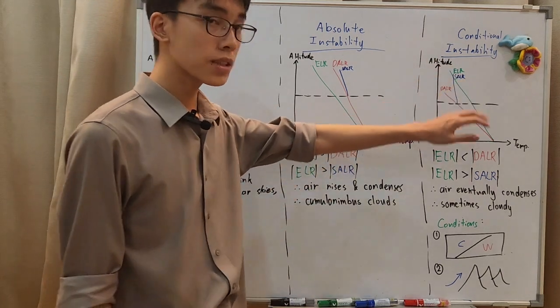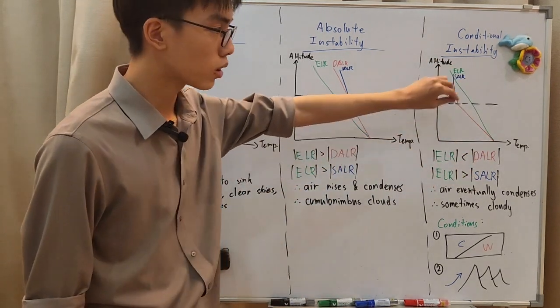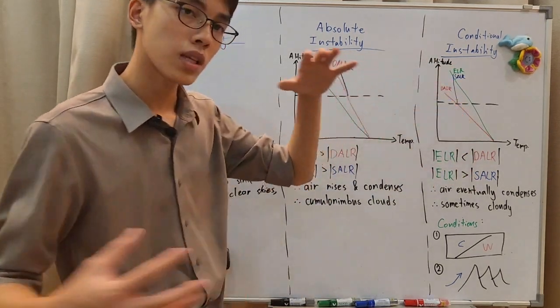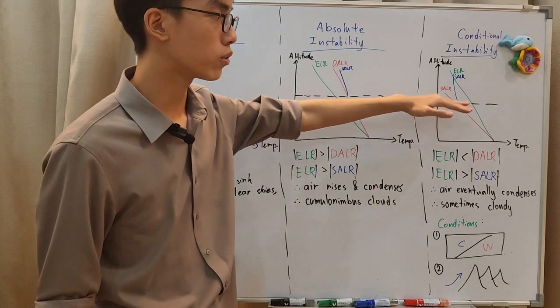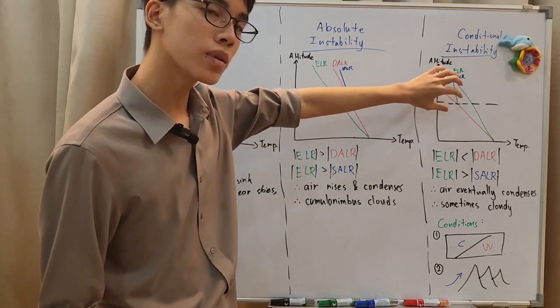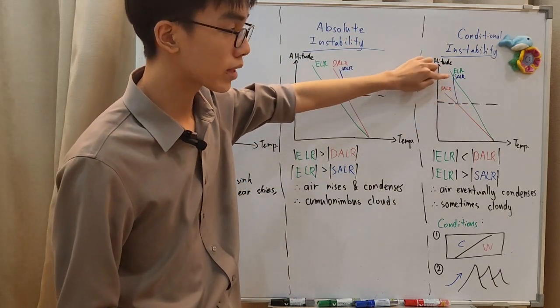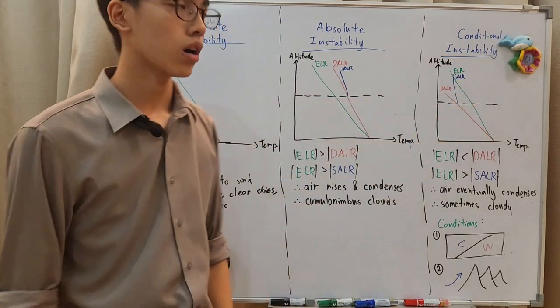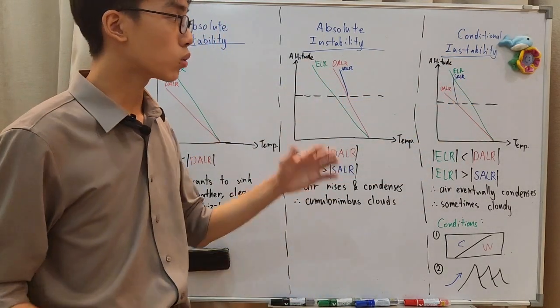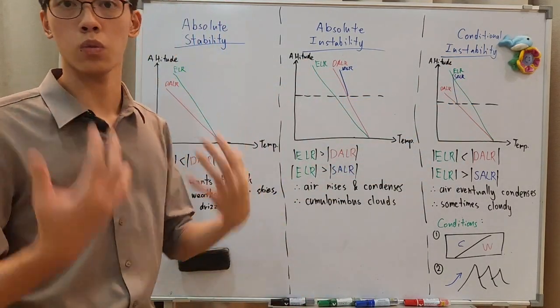So what happens here is your air wants to sink, right? So it's not condensing at all over here, but something happens that forces the air up into dew point, and it minimally condenses here. But when it starts to become warmer than your environment, it will start to rise and condense even way more.